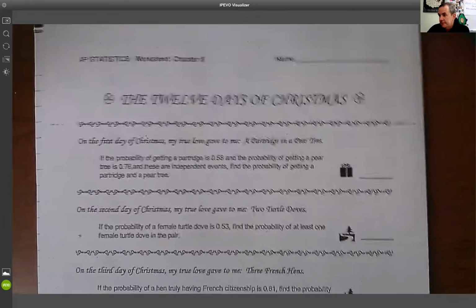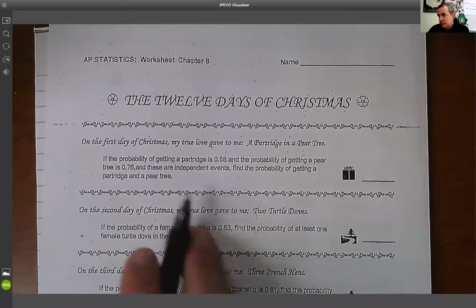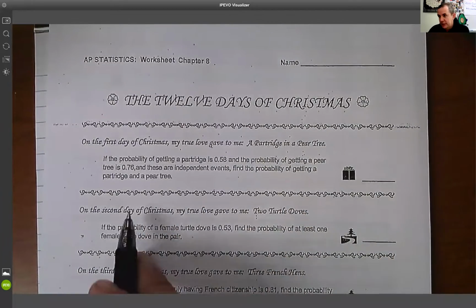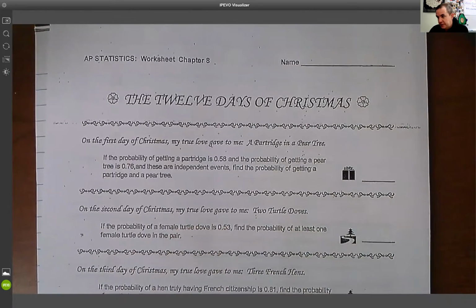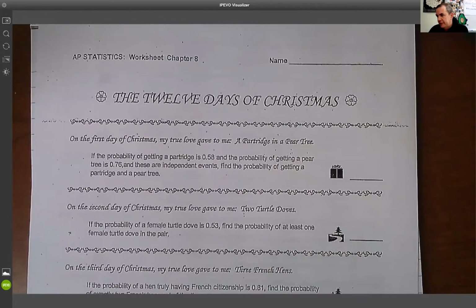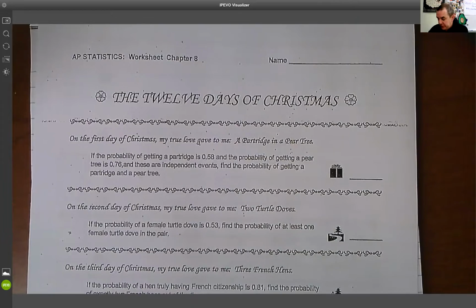Let's take a look at the 12 days of Christmas stuff. First question. On the first day of Christmas, true love gave to me a partridge and a pear tree. If the probability of getting a partridge is 0.58, and the probability of getting a pear tree is 0.76, and these are independent events, find the probability of getting a partridge and a pear tree.